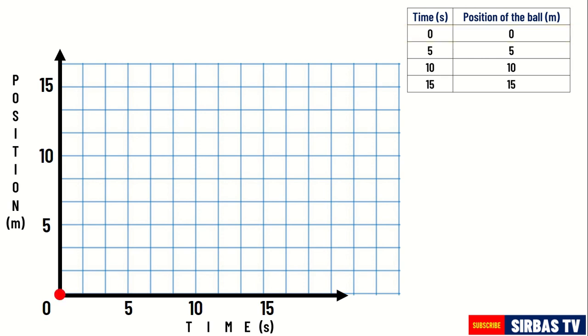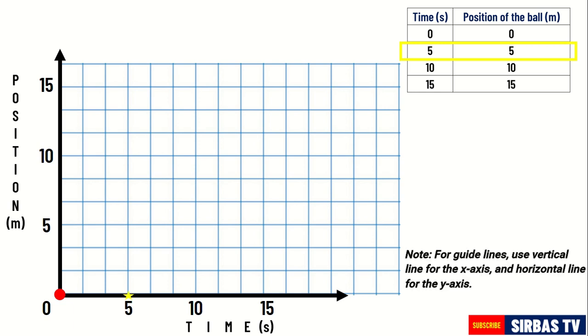Next is at 5 seconds, the ball is positioned at 5 meters. We are going to locate 5 seconds on the x-axis. In this case, here is the location of 5 seconds. I will draw a vertical line to serve as guide. Next step is to locate 5 meters on the y-axis. Here is the location of 5 meters.